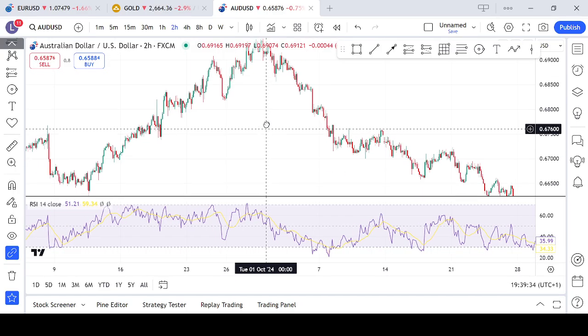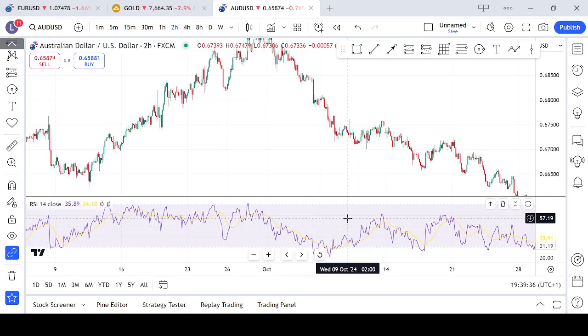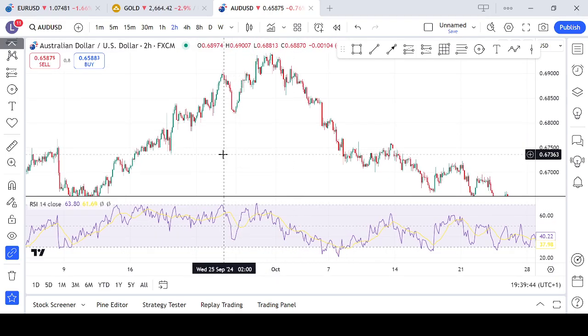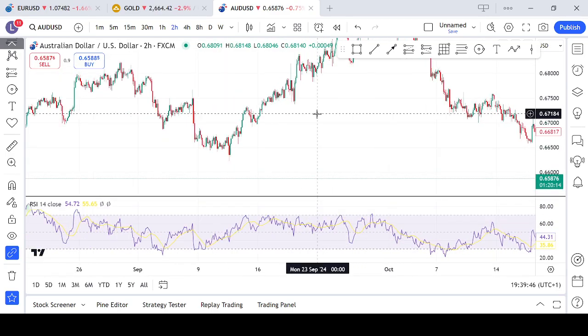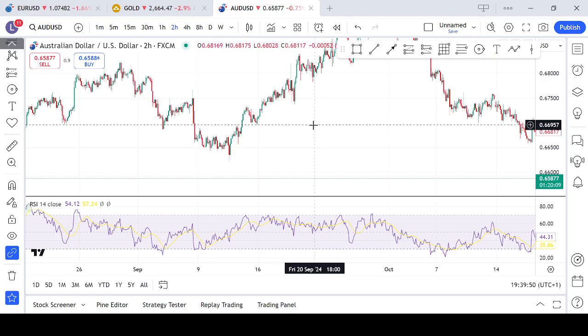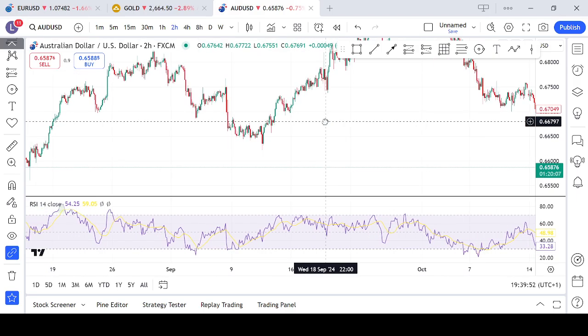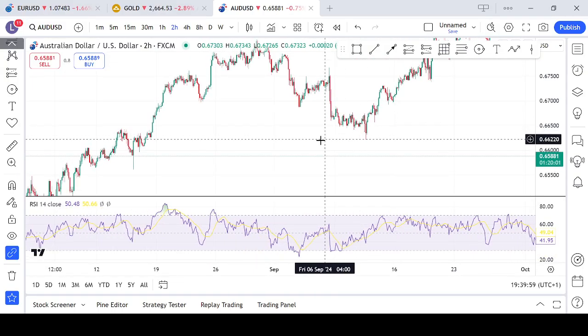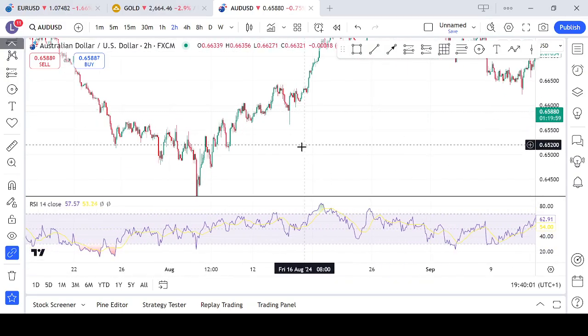So the RSI oscillates between 0 and 100, providing traders with valuable insights into potential overbought and oversold conditions in the market. Traditionally, RSI readings above 70 indicate potential overbought conditions, while readings below 30 suggest oversold conditions. So let's head into the charts so we can spot that.